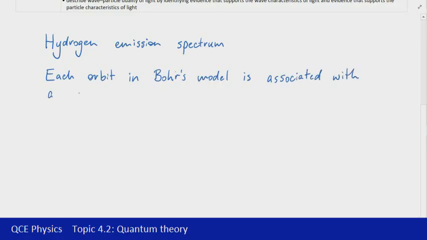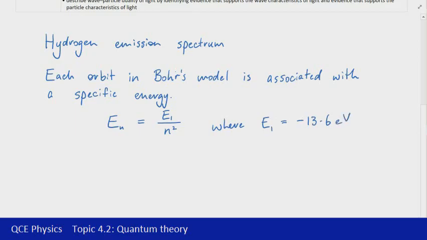And there's a fairly simple equation. It's not one that's in the data booklet, but it's important to be able to identify how it relates to the next diagram that we're going to have a look at. So the equation here is En is equal to E1 over n squared. So that value of E1, we need to know what that is, and that's going to be equal to negative 13.6 electron volts. So note I'm dealing in electron volts here. It's just a little bit easier to write these energies in electron volts than it is to write in joules.